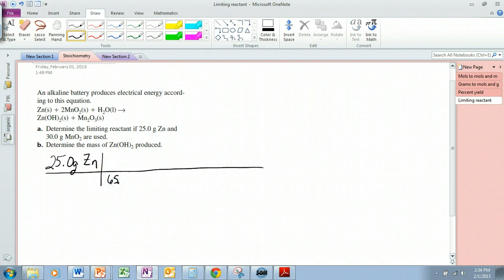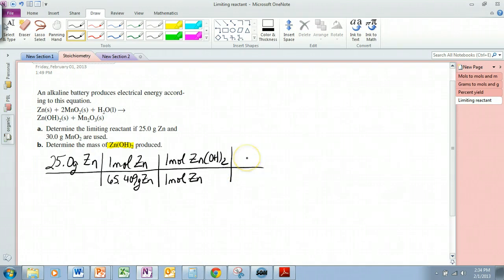So we have 65.409 grams of Zn for 1 mole of Zn. In this problem, they want me to figure out how much zinc hydroxide is going to be made, so I'm going to do my theoretical calculation going to that product each time. So, for every 1 mole of zinc, I get 1 mole of zinc hydroxide. And I looked up and calculated the molar mass of zinc hydroxide, and for every 1 mole of zinc hydroxide, the mass is 99.425 grams.